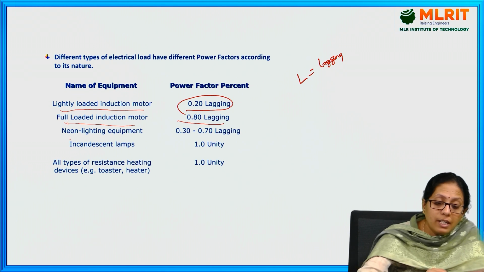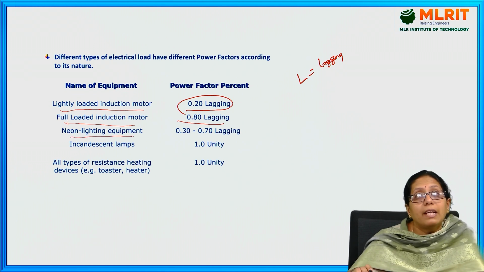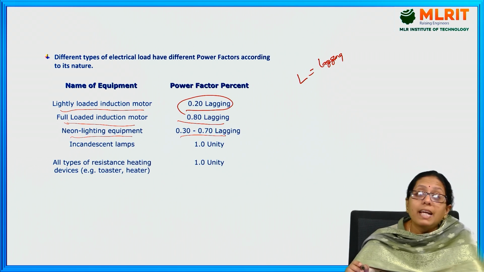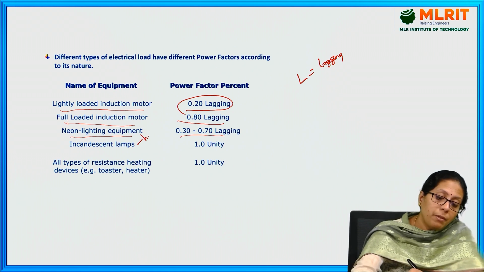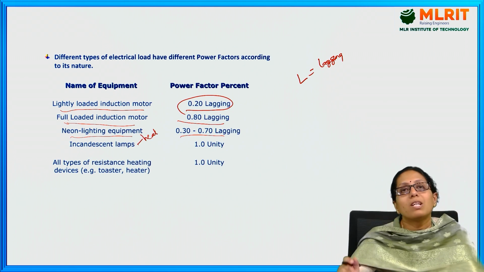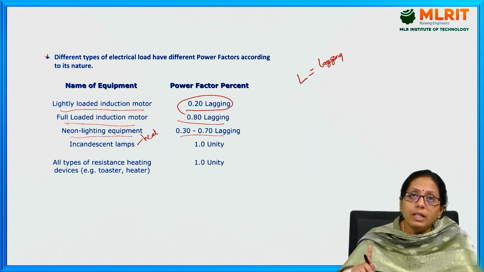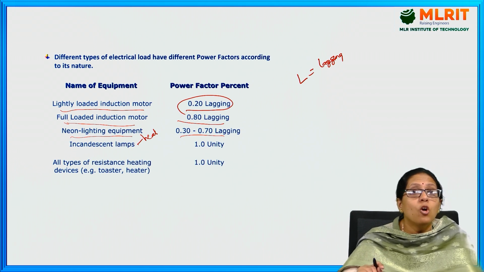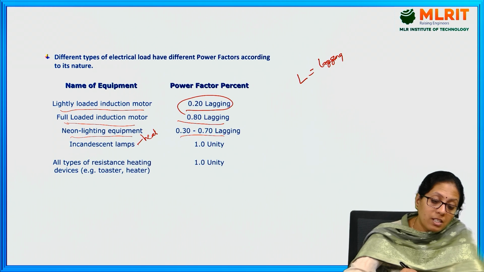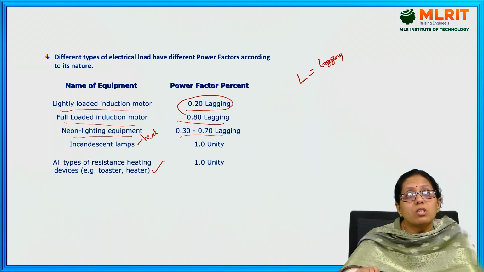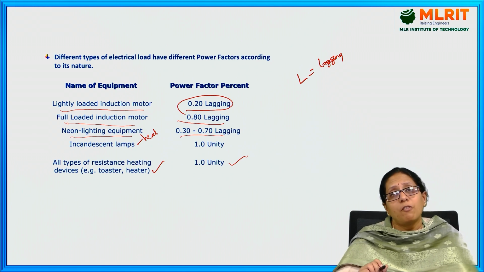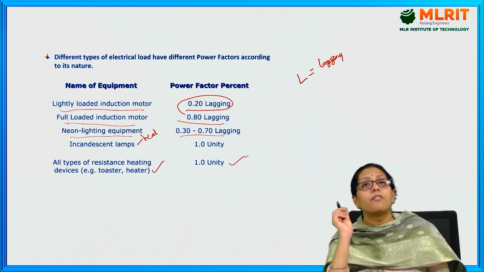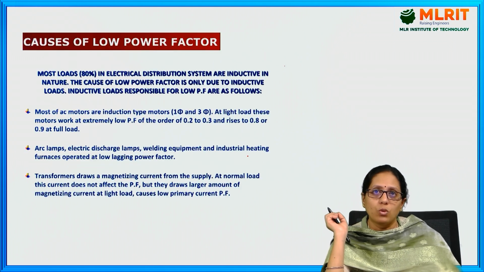And for neon lighting equipment, it is around 0.3 to 0.7 lagging. For incandescent lamps, it is a heat bulb, like pure resistance. It is like a pure resistive load. Here we will be having unity power factor. There will be no lagging, there will be no leading. And for all types of resistive heating devices, for example toasters, heaters and all, we will be having unity power factor. So these are the different power factors for different types of loads.